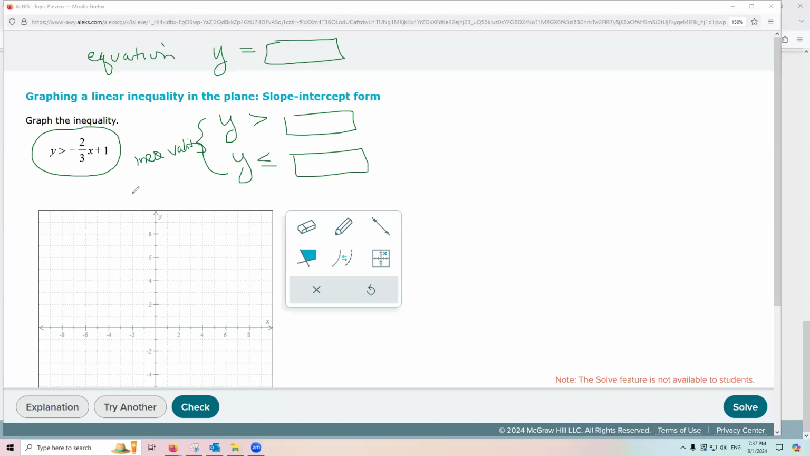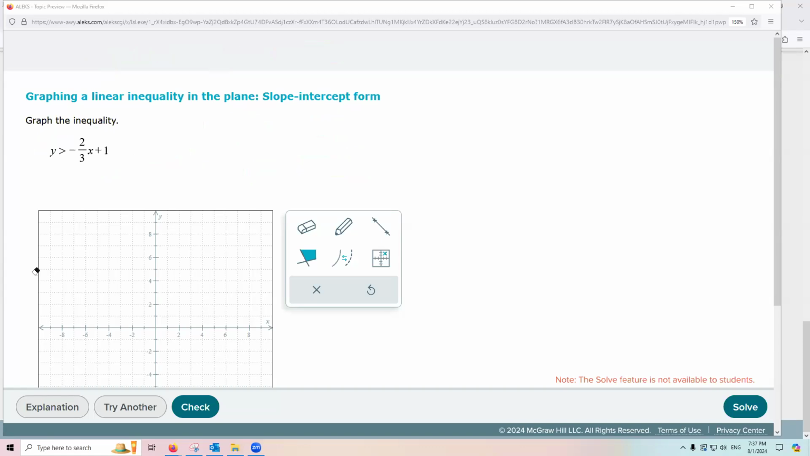There are a few steps to follow, and it's very similar to graphing the equation of a line, but we have to add in one or two extra steps. So let me outline the steps that we're going to follow. They want us to graph this inequality. Step one is graph the equation.